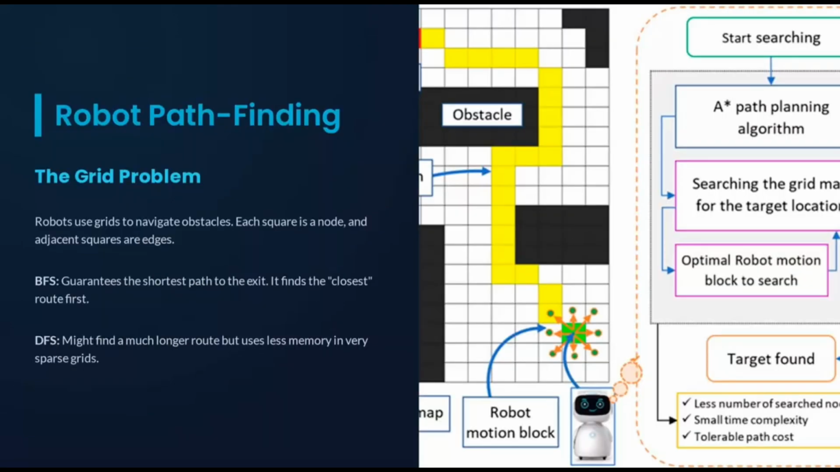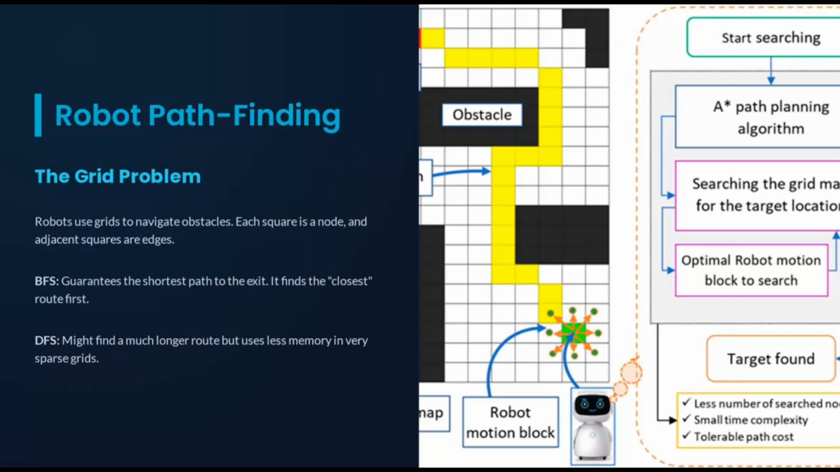Now we move on to the example of robot pathfinding. This is a classic application in robotics and video games. The world is often represented as a grid. Each cell is a node, and moving up, down, left, or right creates edges.